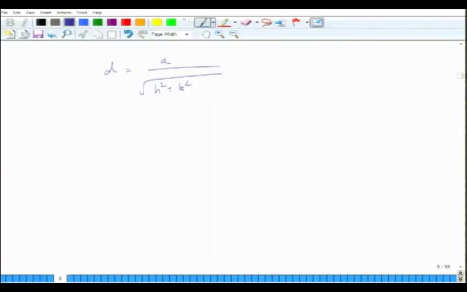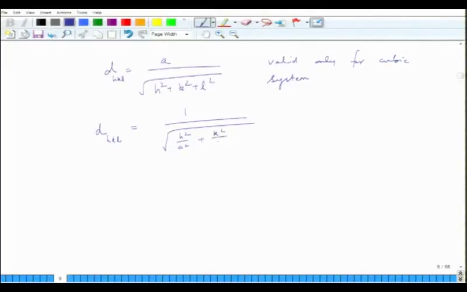So, the formula that we saw, D is equal to A divided by square root of H square plus K square plus L square, is valid only for cubic. So, this is DHKL. For tetragonal system, this DHKL would be 1 over square root of H square divided by A square plus K square divided by A square plus L square divided by C square. So, this is for tetragonal.